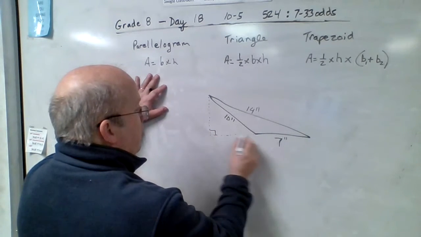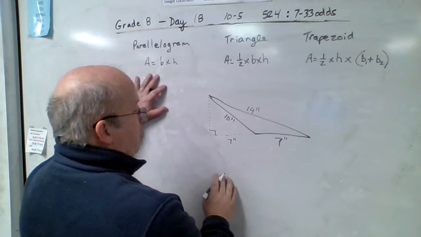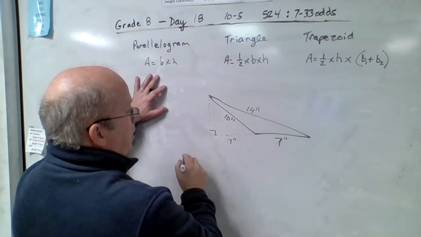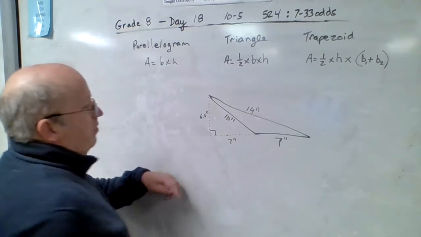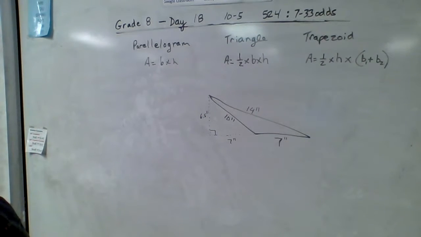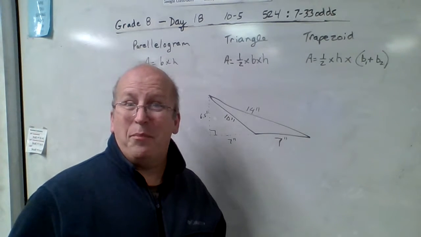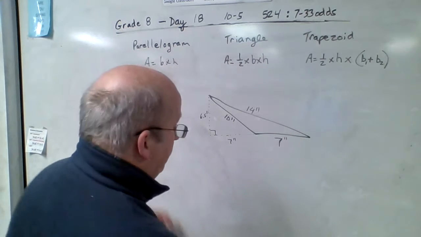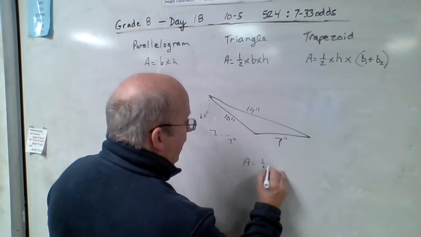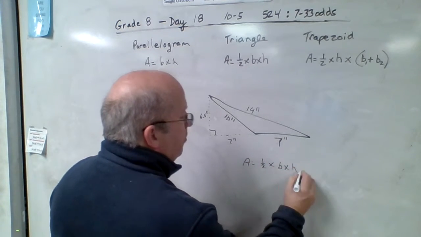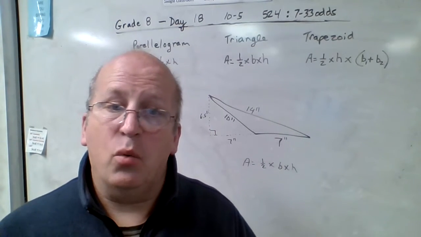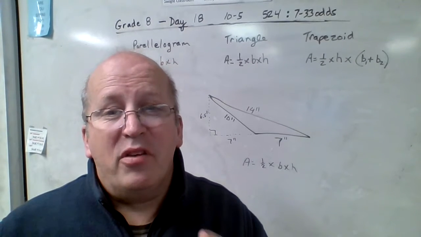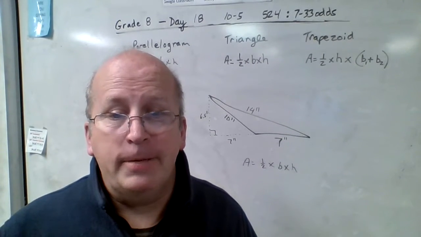And I'm going to tell you that this measurement right here is also 7 inches, and that this measurement up here is also 6.5 inches. Now, with all that being said, I've got 5 different numbers there. Which one's the base and which one's height? Area equals 1/2 times the base times the height. Remember we said the base and the height are related to each other because of that perpendicular nature, right?